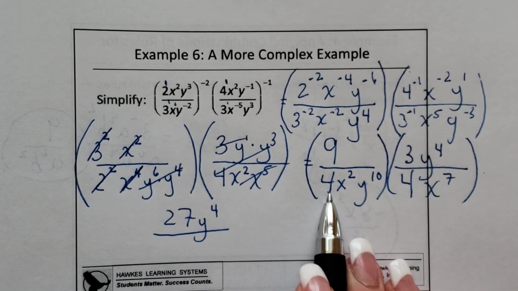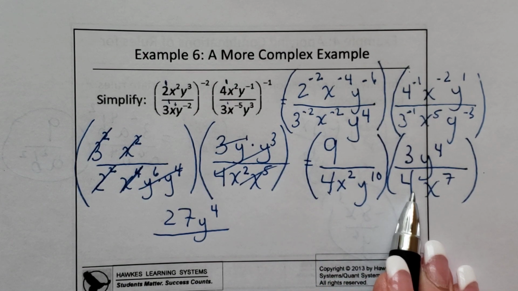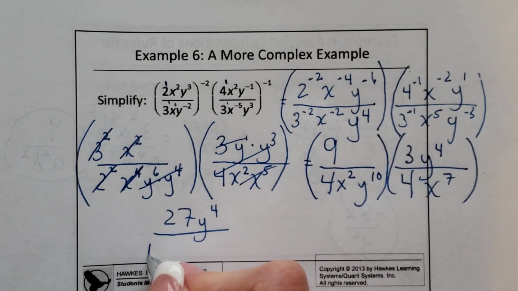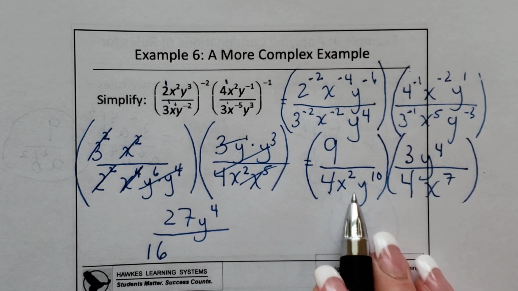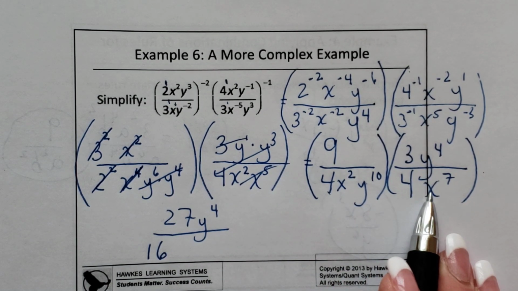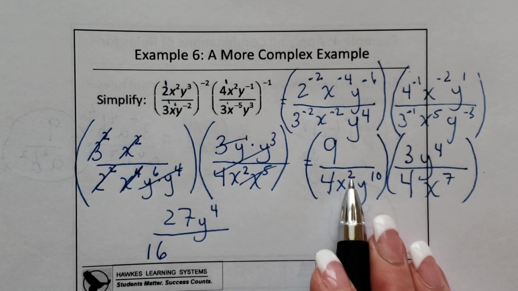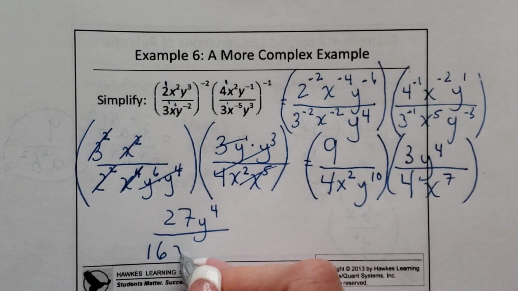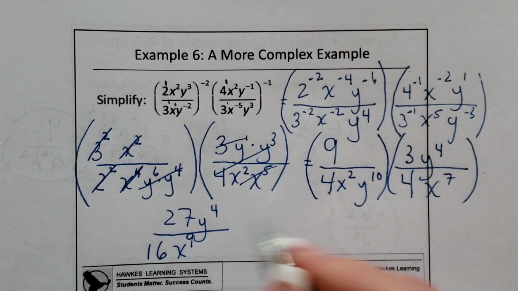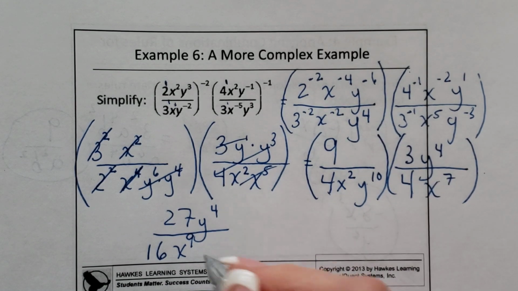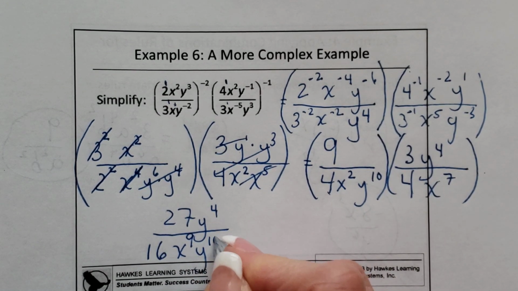Over, here we're multiplying 4 times 4. So 4 times 4 is 16. We're multiplying these two x's. Two numbers that have the same base, you add their exponents. So 2 plus 7 is 9. And then what else do we have on the bottom? We have y to the 10th.